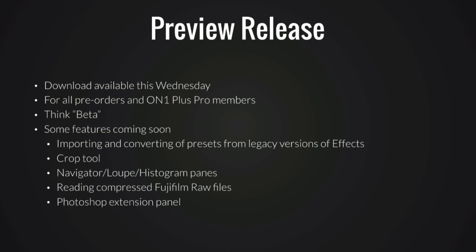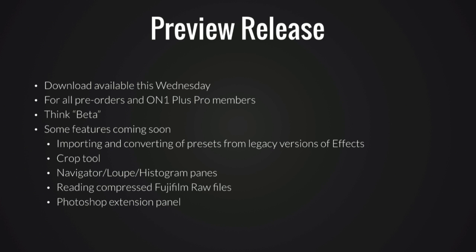So first off, everybody, and this is probably the biggest question we've had today, is when can I get my hands on this thing? I want to start using Photo RAW now. Well, you'll be able to start using it on Wednesday. Anyone who pre-ordered it or anyone who is an ON1 Plus Pro member will get access to the pre-release. When I say pre-release, think of it like a beta. It's not the finished software, but all the features are there. Most of the bad bugs we've ironed out. It gives you a chance to get a hold of it and start to use it and provide us feedback on it. We'll continue to improve it over the next month until the official release in December.